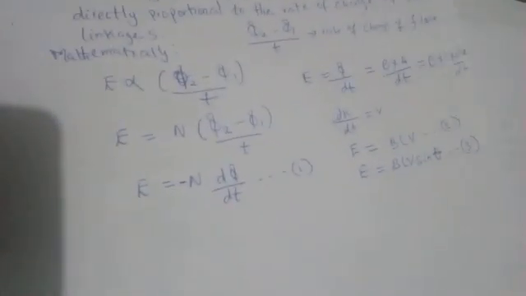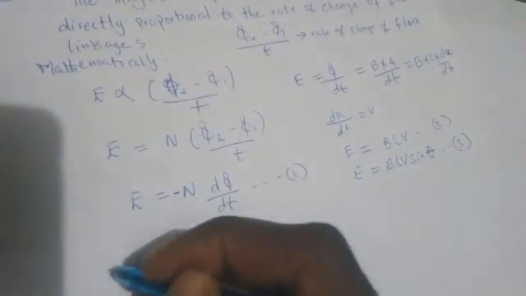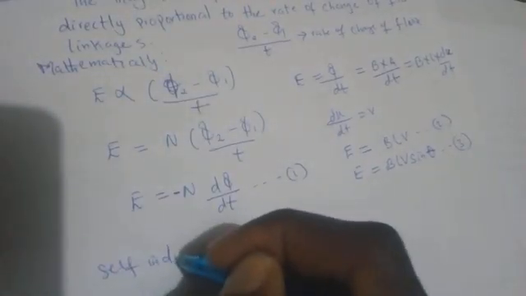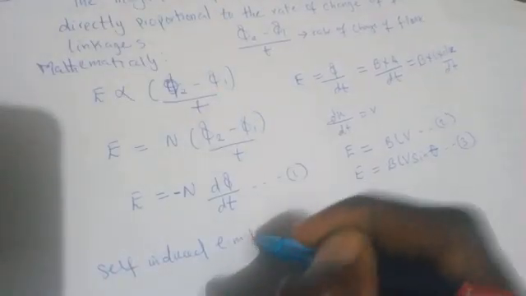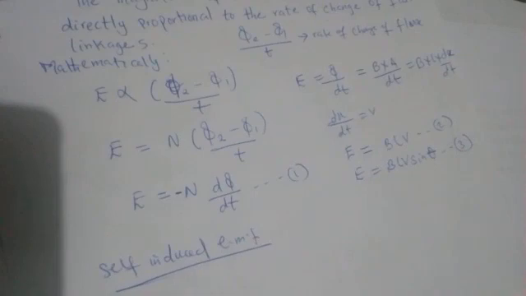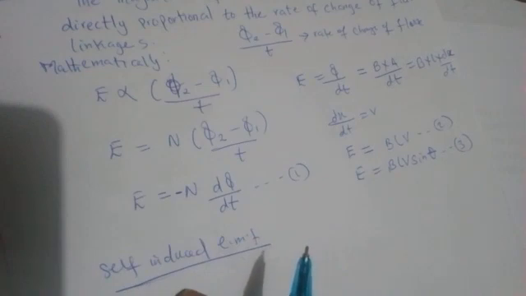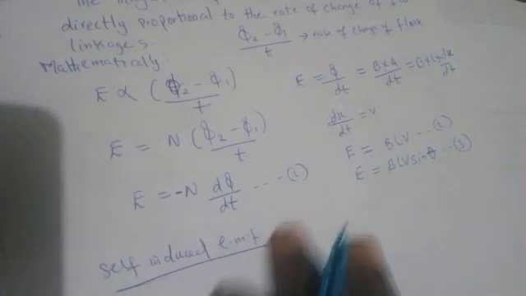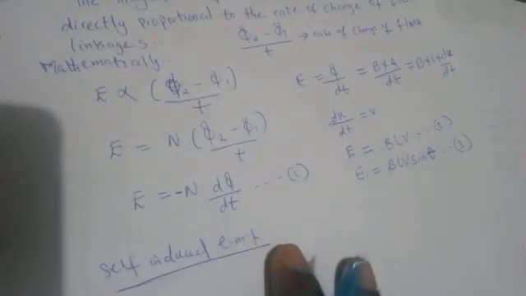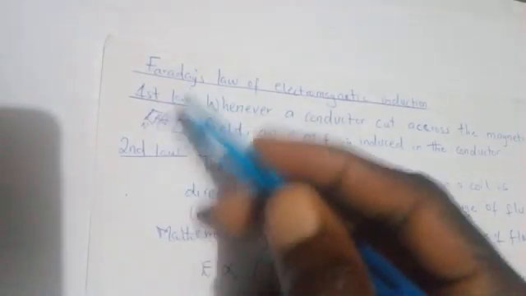Now, we're going to consider a self-induced EMF. A self-induced EMF is an EMF induced due to the change of flux produced by it linking with its own turns. That is, the coil itself. The EMF induced here is due to what? The change of flux produced by it linking with its own turns.